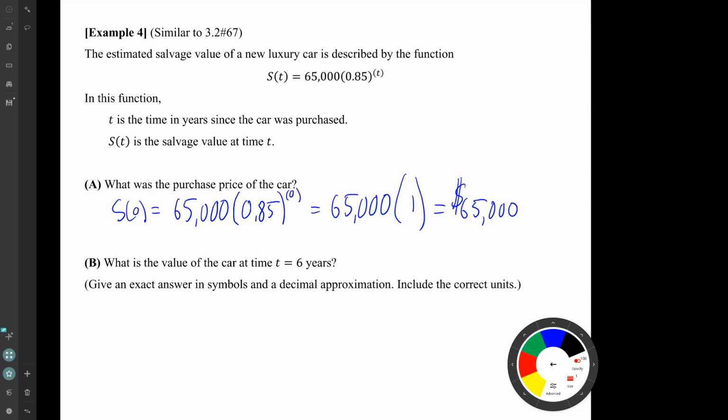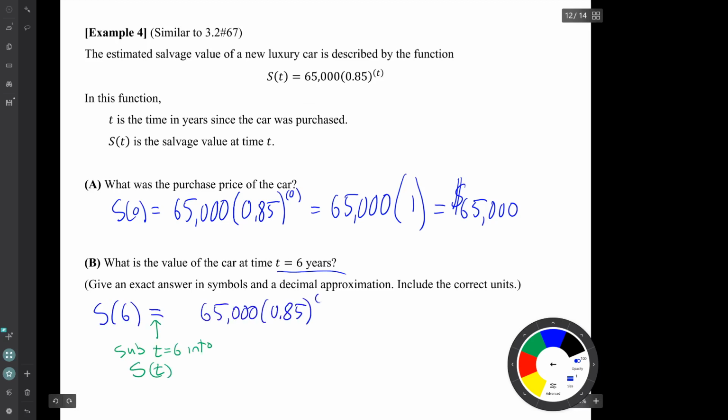Question B, what's the value of the car at time t equals 6 years? Well, we have a formula for the value of the car, so we're being asked to find S parentheses 6. So there's our exact answer. But we're also supposed to provide a decimal approximation.